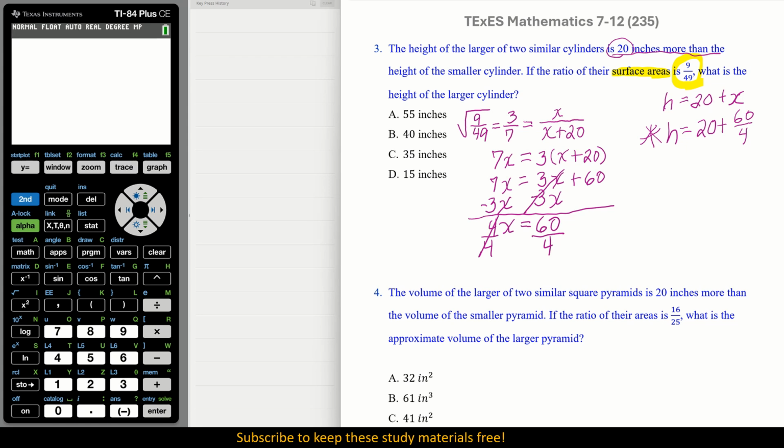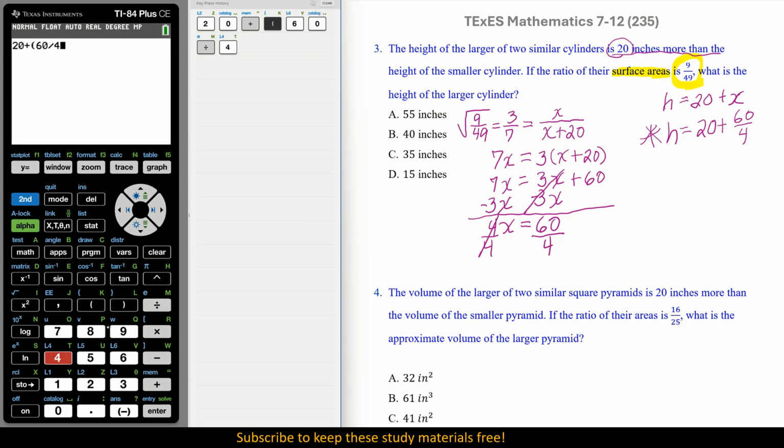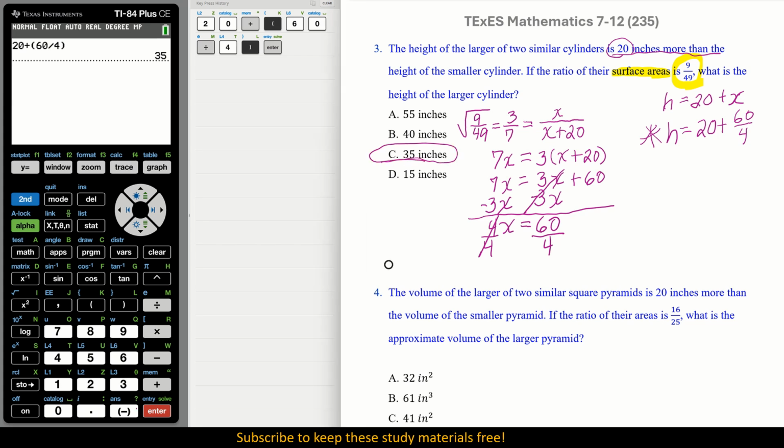All right, so let's see what that is. So 20 plus, I'm going to use parentheses, 60 divided by the 4, and close my parentheses, push enter. 35 is the value. And remember, I said that 60 over 4, I thought it was 15. Well, 15 plus 20 is 35. So it is 35 inches. And also, notice that our answer is not squared. So that should include me in to what we were doing. Okay? All right, let's move on.